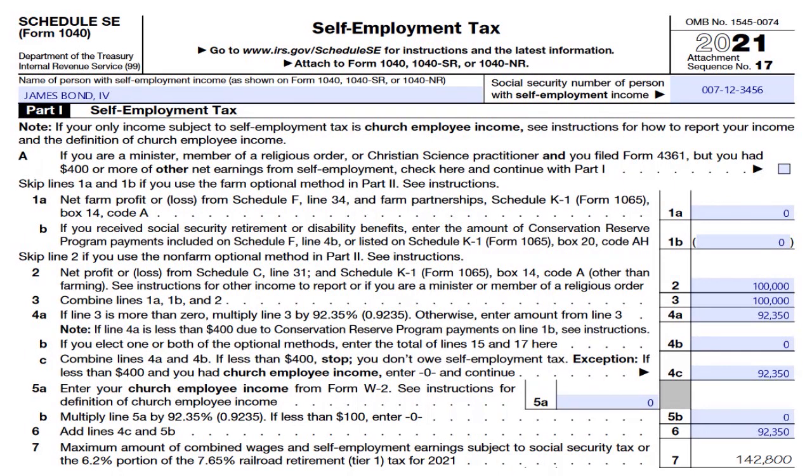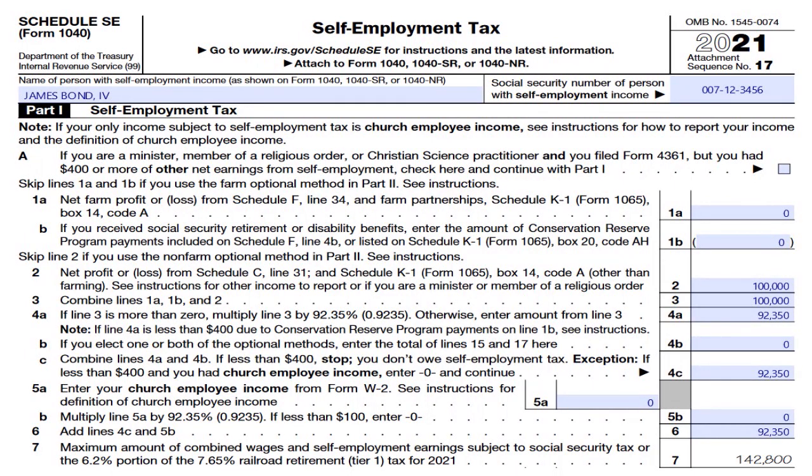And here you have to report net profit or loss from Schedule C, line 31, $100,000. And line 3, you have to combine line 1A, 1B, and 2. In this case, it's $100,000. And if you multiply on line 4A, can you see that? Are you following? So line 4A, you multiply line 3 by 92.35%, you get $92,350. Line 4A and B does not apply to us.